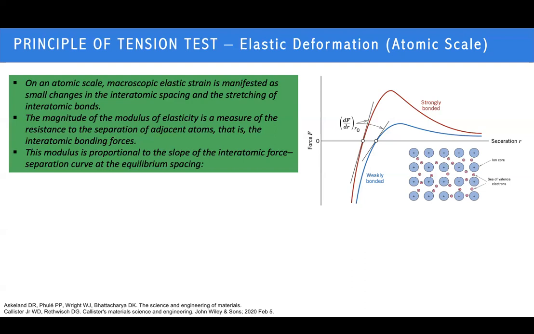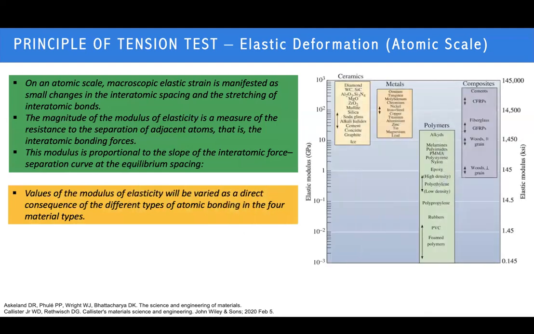If you want to know the modulus of elasticity of this material, you can take the slope at this equilibrium spacing between the atoms. That's why we can calculate theoretically the modulus of elasticity of a material depending on the type of bonding in the material. So different materials have different moduli of elasticity.